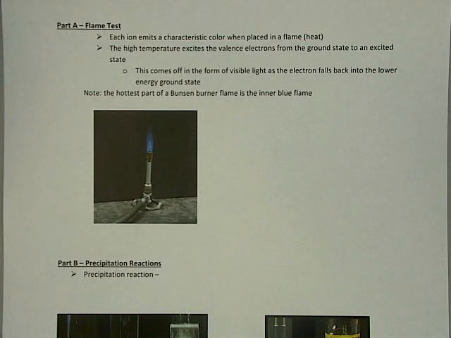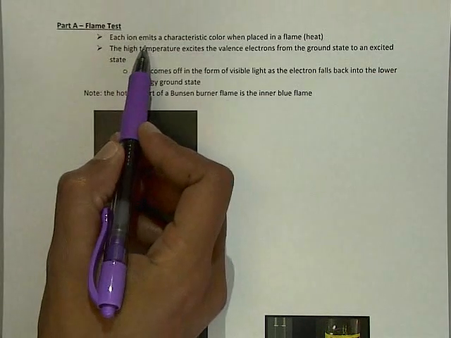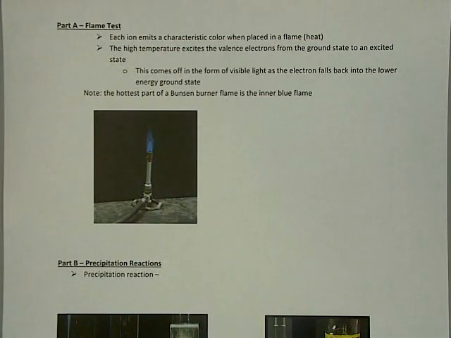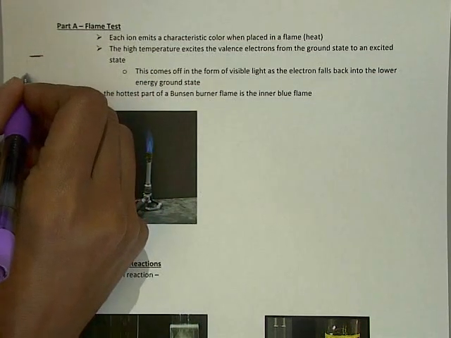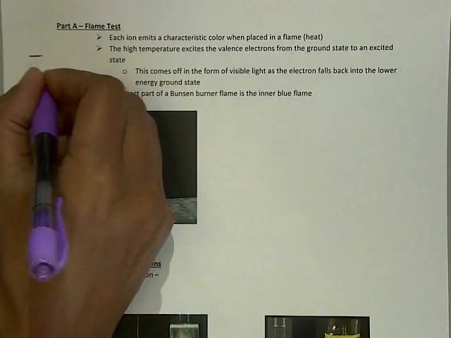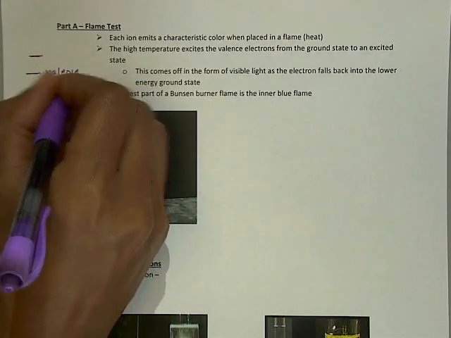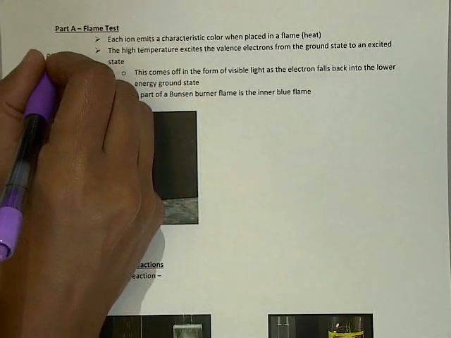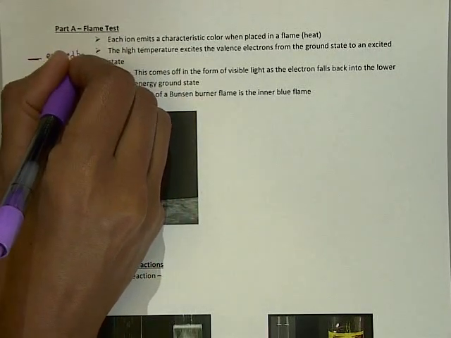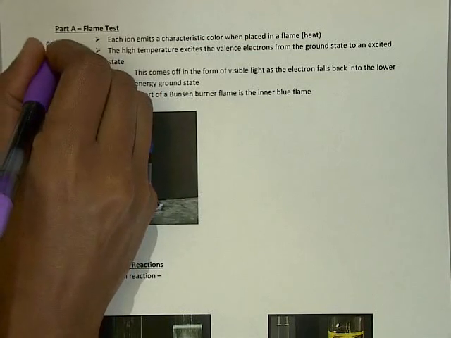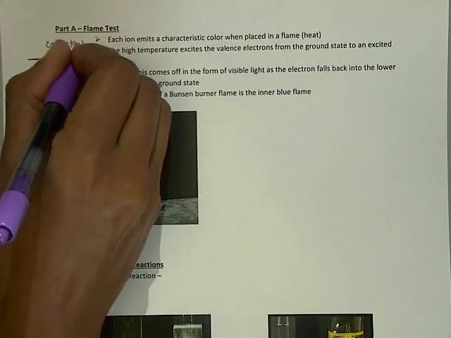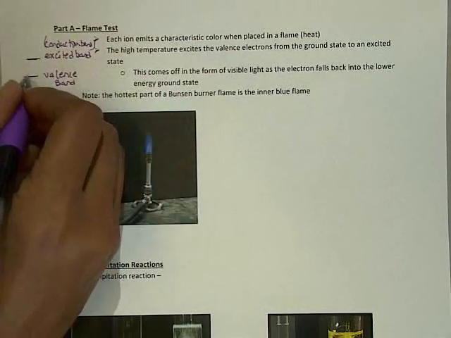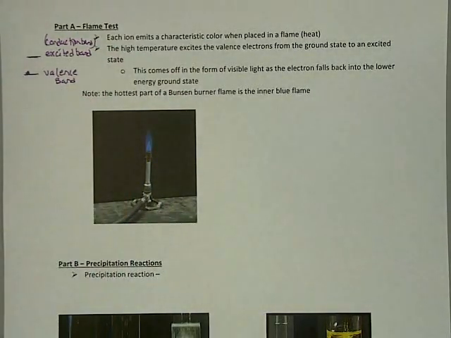So how does the flame test actually work? Each ion emits a characteristic color when placed in a flame, when placed in a heat. What happens here, so each material is known to have 2 bands. One's known as a valence band, and the other, let's just call it an excited band for now. Really, the correct term is actually a conduction band. So all of the electrons are always in the valence band.